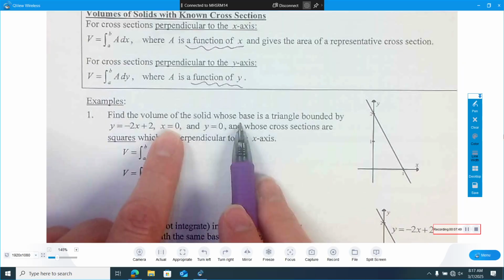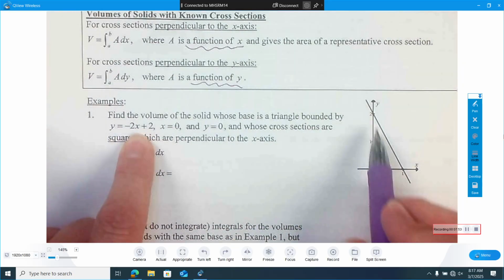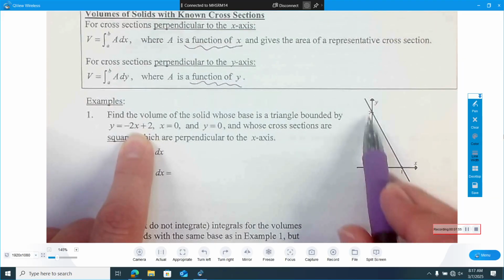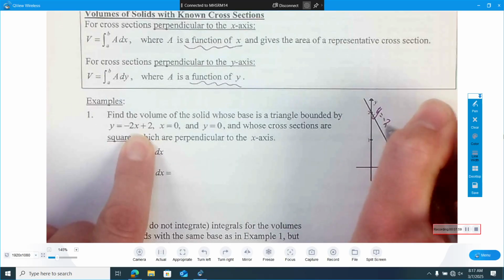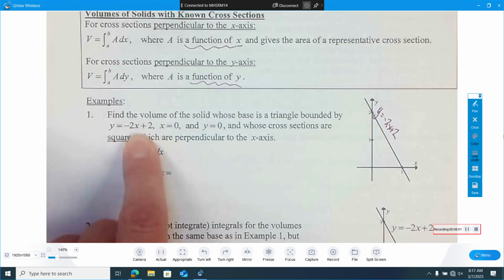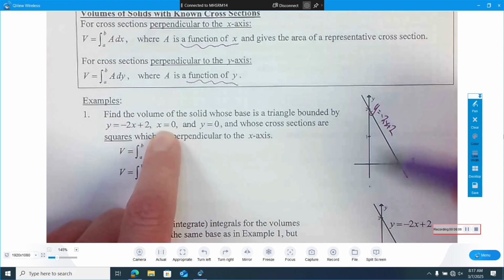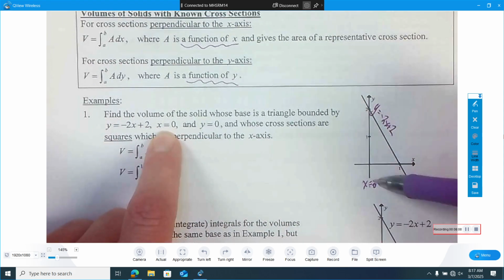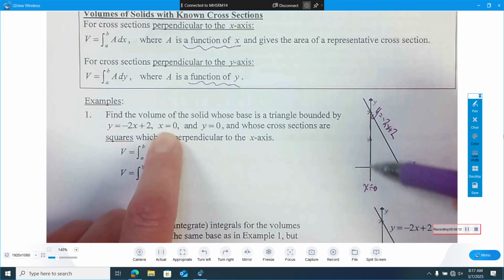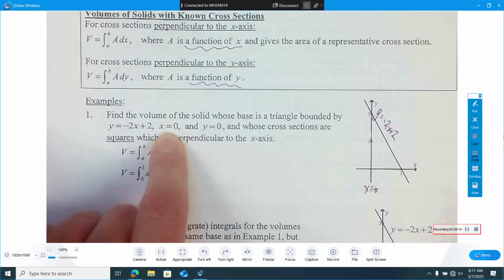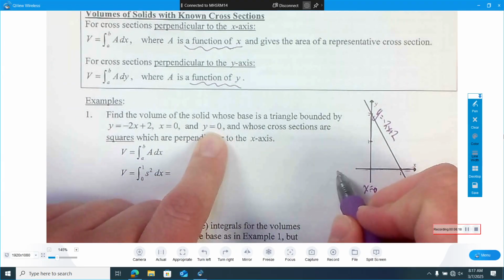Find the volume of a solid whose base is a triangle bounded by y equals negative 2x plus 2. So here's this line right here starting at 2, and then we're going down 2 over 1. So this is our y equals negative 2x plus 2 line. X equals 0 is the equation for the y-axis, so right there. And y equals 0 is the equation for the x-axis.